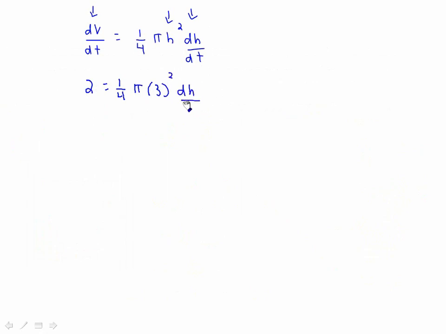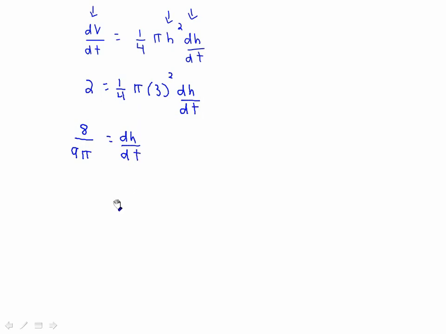And I know you're thinking, well, shouldn't we manipulate first? And of course you can, but this is a fairly easy one to deal with. So I'm not going to bother in this case. So I'm going to multiply by 4, giving me 8, and then I'll divide by 3 squared, which is 9 pi. So dh/dt is equal to 8 over 9 pi.